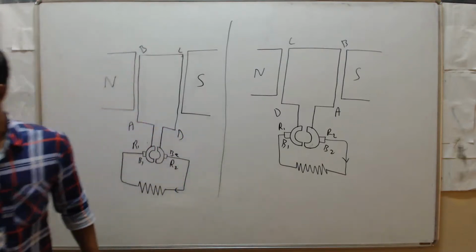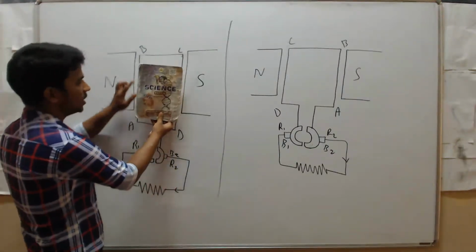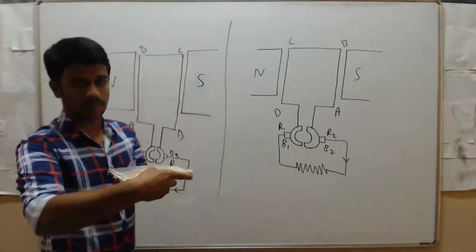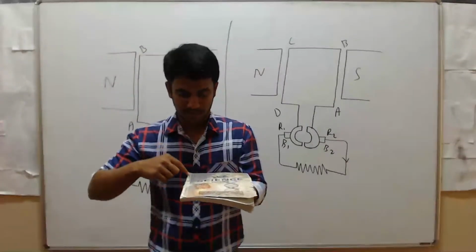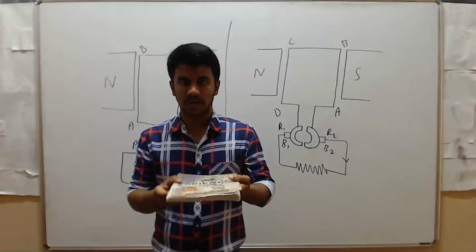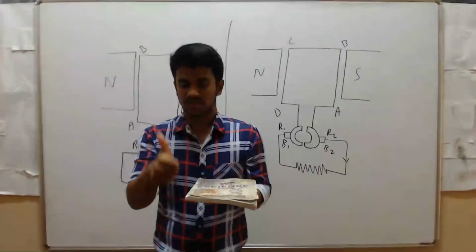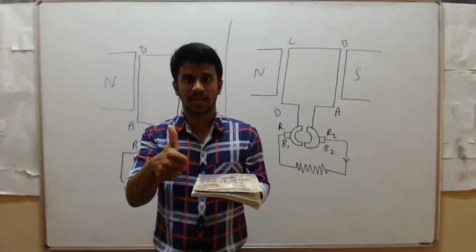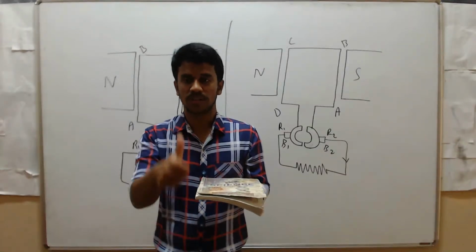Now just imagine this is the coil A, B, D, C. First, I rotate it in this direction. The thumb shows the direction of the motion. Now the coil is moving in this direction.